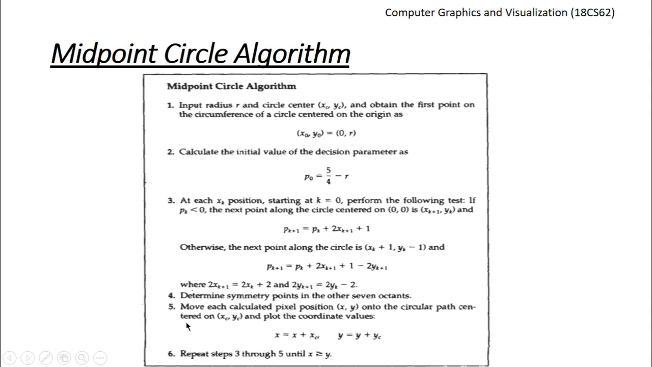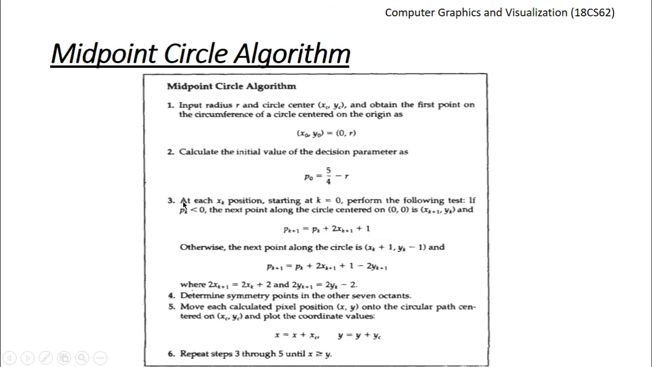The next step is to move each calculated pixel position (x, y) onto a circular path centered at (xc, yc) and plot the coordinate values given as x equals x plus xc, y equals y plus yc. So initially we had input the center of the circle at position (xc, yc). Then we moved the circle in order to keep its center at the origin. So whatever points we have computed, we need to move back in order to represent the change in the origin of the circle. So we need to increment the value of x and y with the value of the center position, that is xc and yc. So x is incremented by xc, y should be incremented with yc.